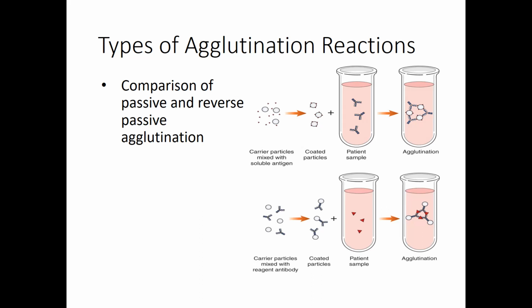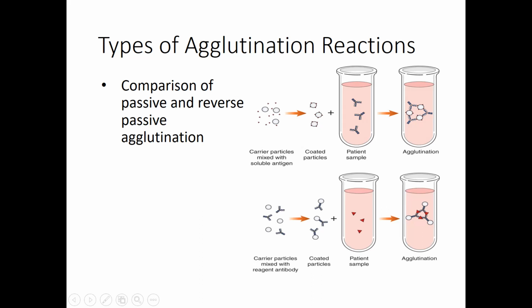So just comparing passive and reverse passive agglutination. This is from your textbook. Let's figure out which is which. We have carrier particles that we mix and attach soluble antigens to. So we have particles that we coated with antigen. We add it to the patient's sample with antibody. And if we get lattice formation, agglutination, it's positive. So this is passive agglutination. If this is passive agglutination, then this is going to be reverse passive.